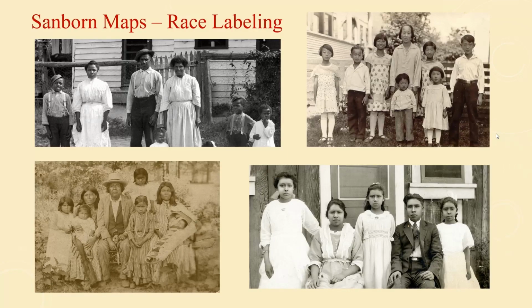Sanborn maps give us an idea about this. They generally don't identify communities or neighborhoods by race. I'll show you one exception to that, but they do identify buildings by race. Now, I'm going to show you some examples of this. Don't shoot the messenger if I read what's on the screen. I'm just going to present this in a factual manner.